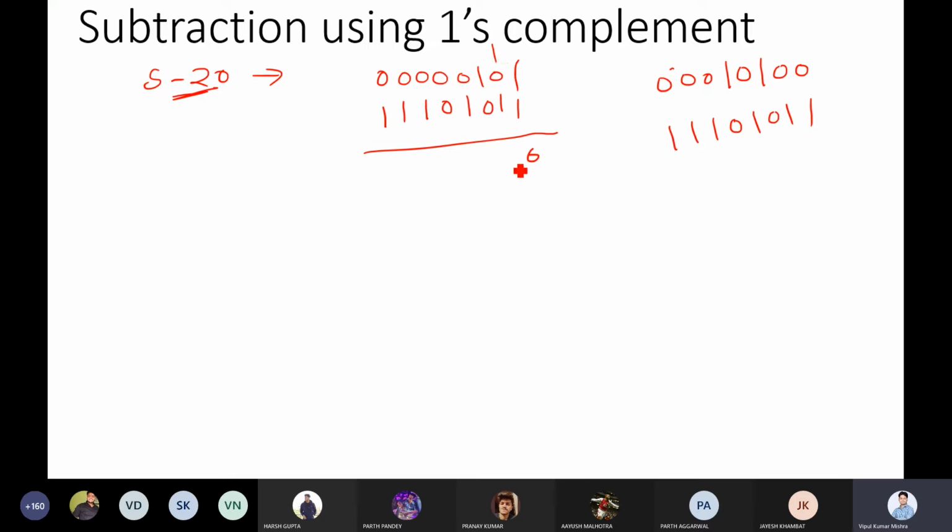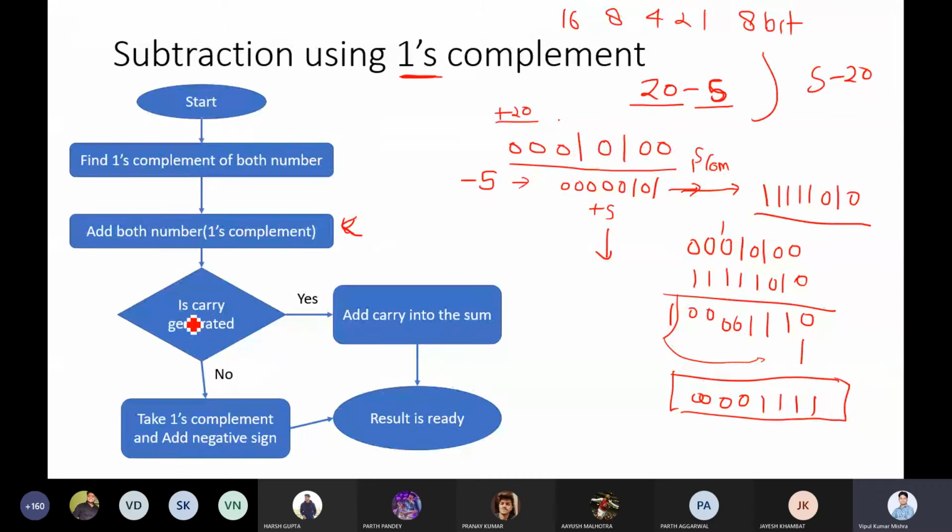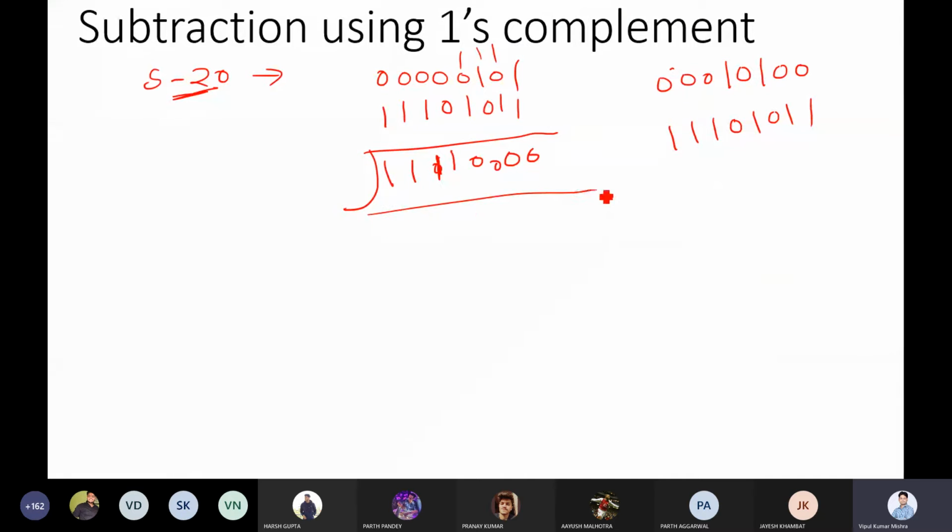So 1 plus 1, it will be 0, then again another 0, then again another 0. Then we will get 1 here, 0. So 1, 1, 1. Now here we are not getting any carry. So if carry is not there, the question is, is carry generated? It's a no. So take the 1's complement and add a negative sign. So we have to take 1's complement of this.